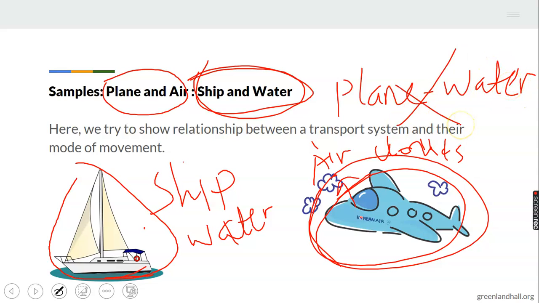No, it's not correct because plane does not move in water. Plane actually moves on air. Why ship moves on water? So that is the analogy. The correlation is that ship moves on water while plane moves on air. That is the analogy. Now let's quickly go to the next slide.